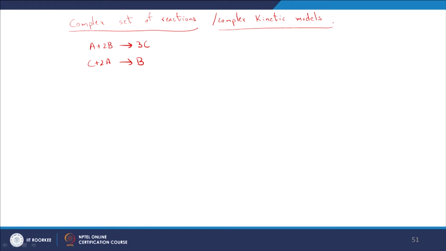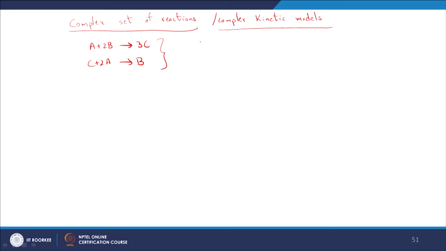So here we started looking at a set of examples. Obviously this is applicable even when you have, let's say, 20, 30 or so reactions, right? So how would you go about this? Let's say you have 20 such reactions. So here you have A and B reacting to form C, and C and A reacting to form B, and so on, right? How do you go about it? So let's look at that.